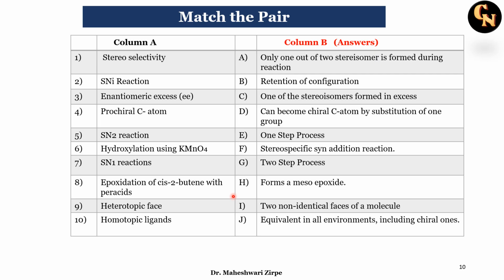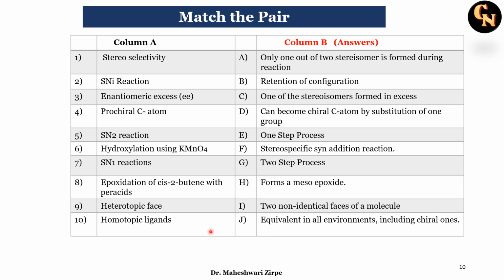Next is heterotopic phase. Heterotopic phases are those faces or ligands which have two non-identical faces of the molecule. Okay, not identical. Hetero means different. So here the correct option is two non-identical faces of the molecule. Then the last one is homotopic ligands. In homotopic ligand, the word itself tells us that homo means same. So equivalent in all environments, including the chiral ones. Such ligands are called homotopic ligands. That is, the same environment they are having.